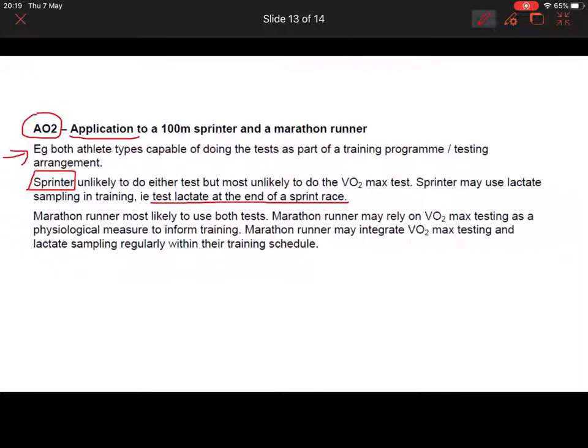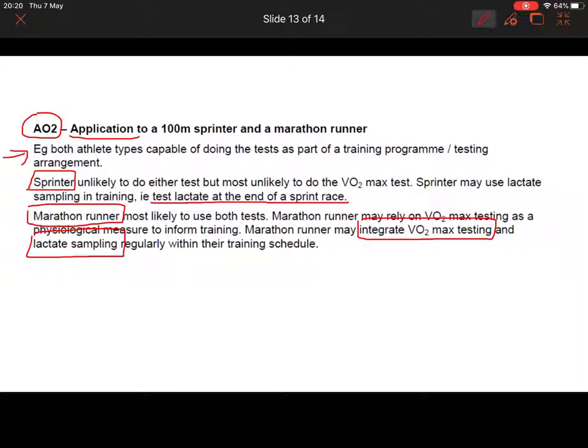And then if we go on to the marathon runner, as you can see, it says that they're likely to use both, because remember, marathon runners work aerobically, so it talks about they may integrate VO2 max testing and lactate sampling. And like I said in the video earlier, when you do a VO2 max test, lactate sampling generally happens as well, so they both integrate quite well. And obviously for a marathon runner, knowing their VO2 max, knowing how much oxygen they can take in and utilise in a minute is really useful, because then they can work at a high percentage of their VO2 max, and then they can figure out their OBLA point.